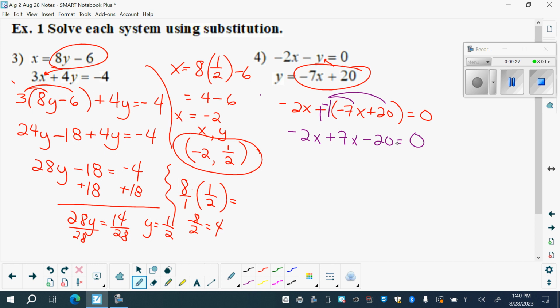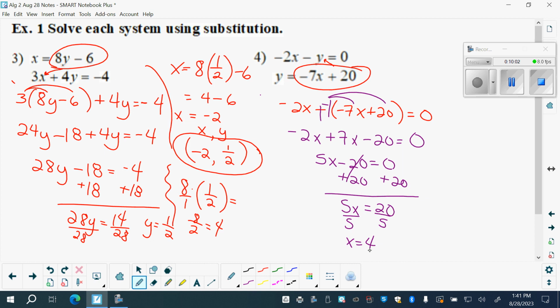So we add our x's. We have a total of 5 x's. What do we do next to solve for x? Yes, Sabina? You add the 20. We're going to add the 20. Good. And we get 5x is 20, and x is 4. Are we done? No. No, we still need to find y.